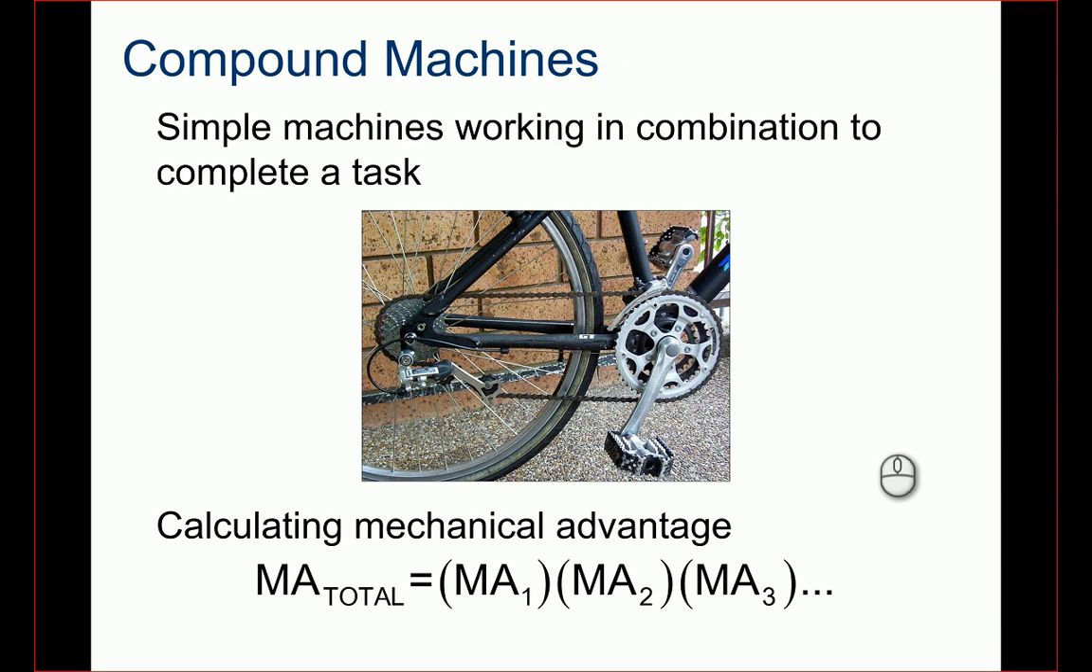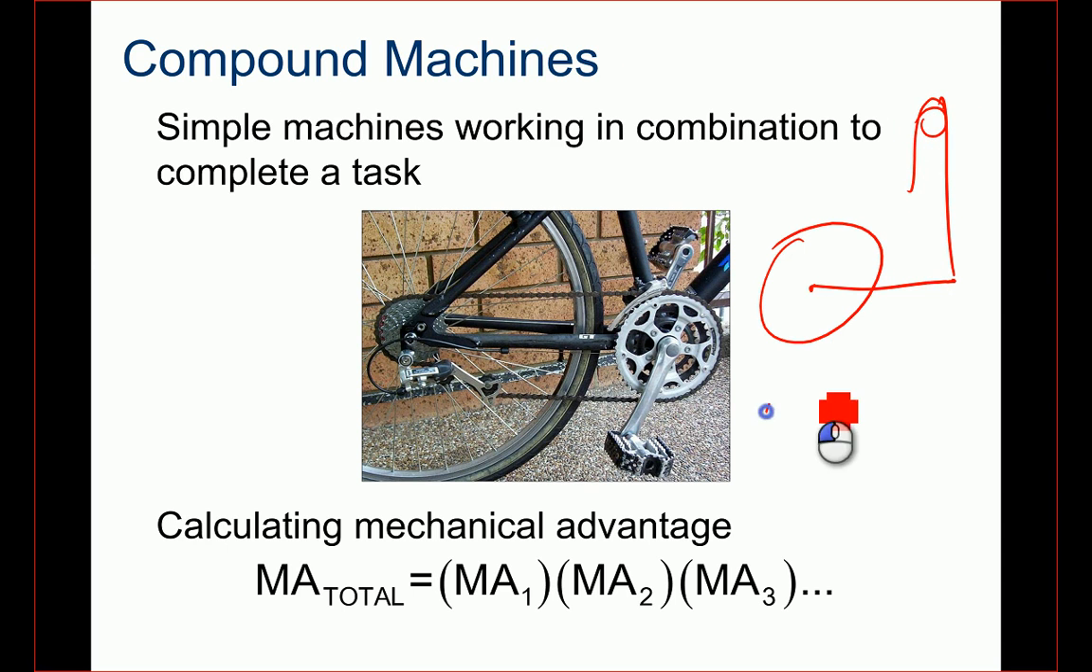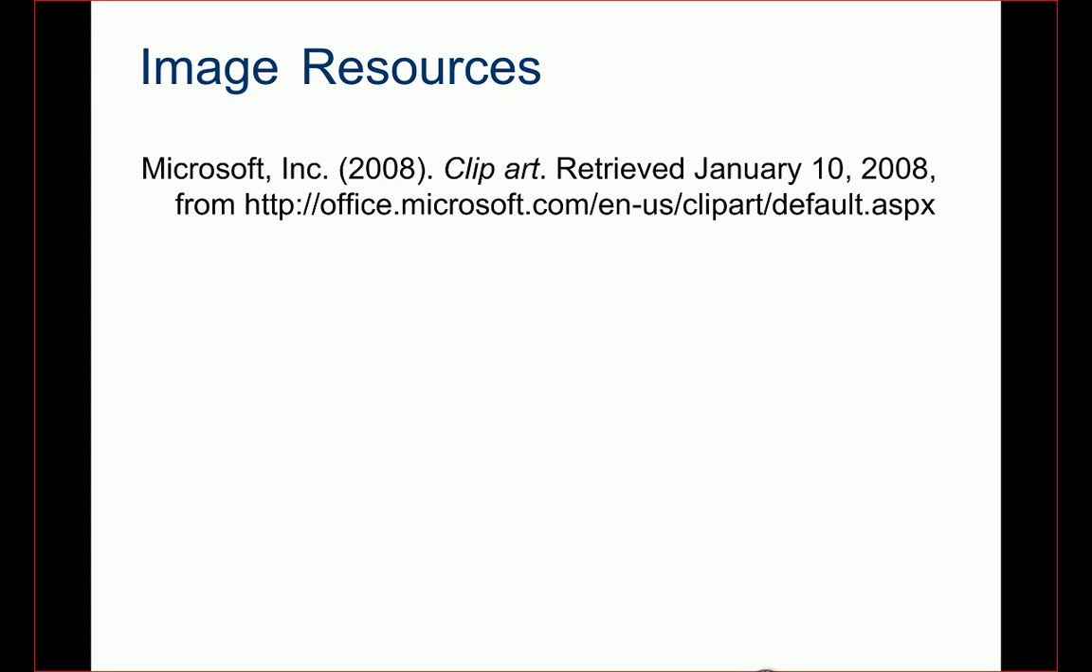Compound machines, once I start having wheels and axles, so let's say I have this wheel and axle here into a pulley system, right? I take the mechanical advantage of this system and multiply it by the mechanical advantage of this system to get my compound machine. So let's say this is the wheel and axle. Okay, this is a pulley system 1. Let's say I had a lever. I just take all the mechanical advantage and multiply them together to get my system. And that is all I have for simple machines.